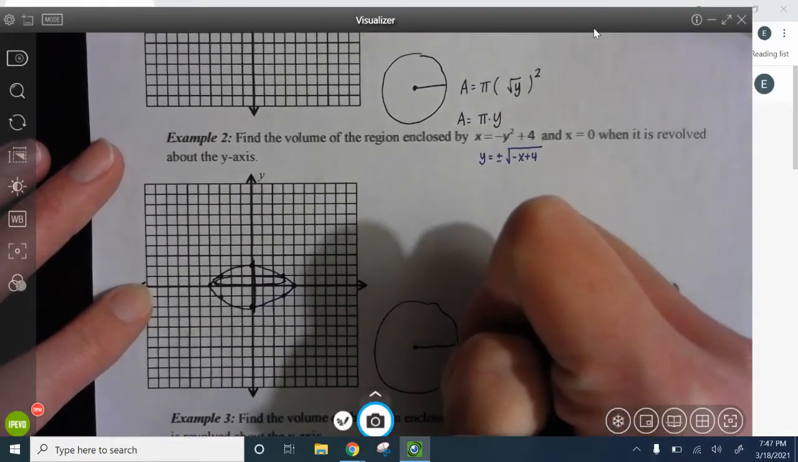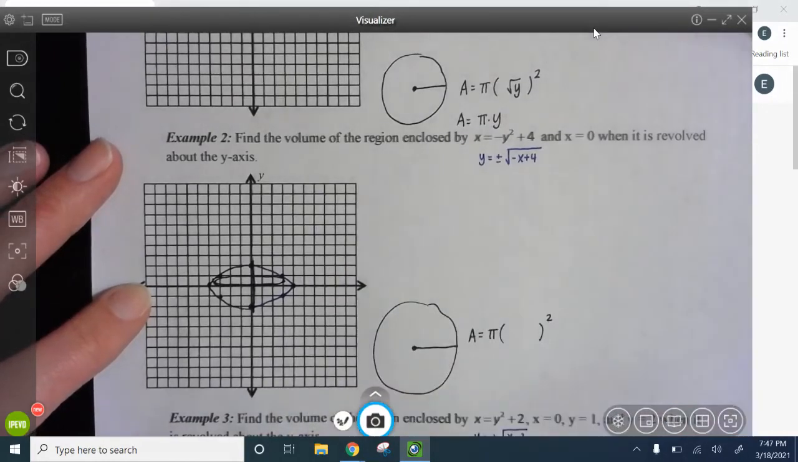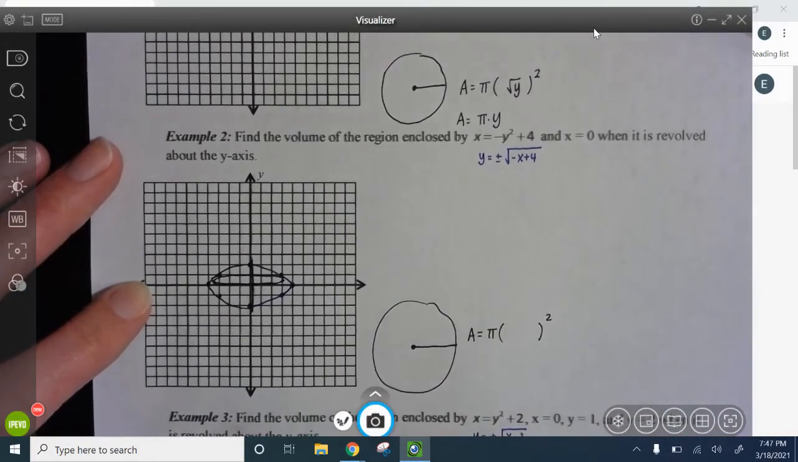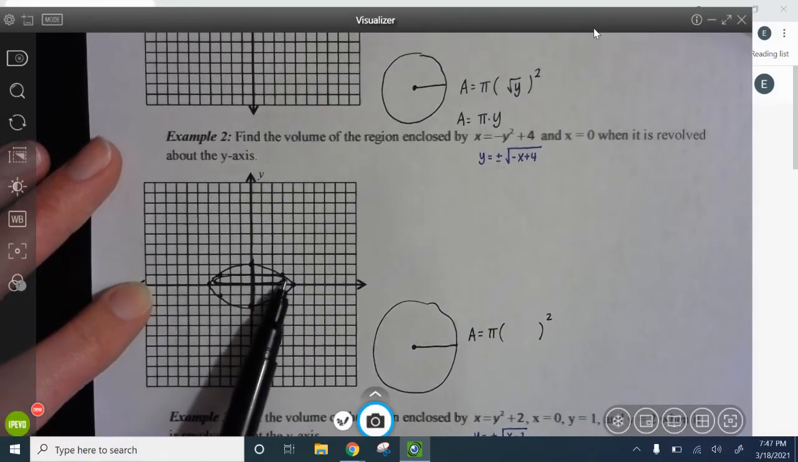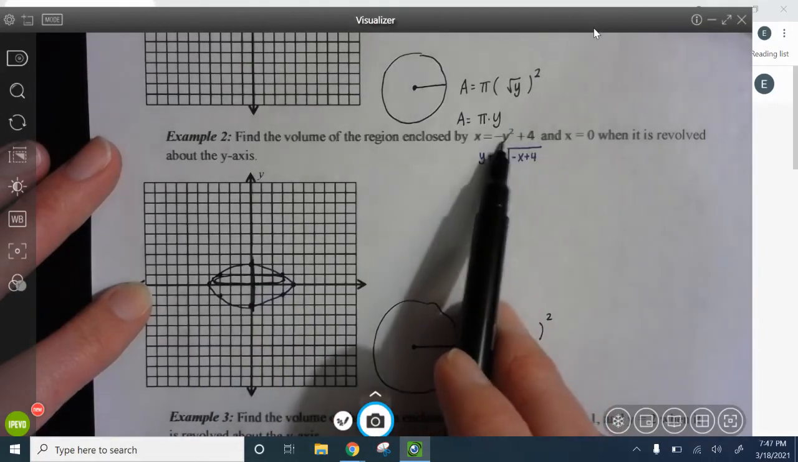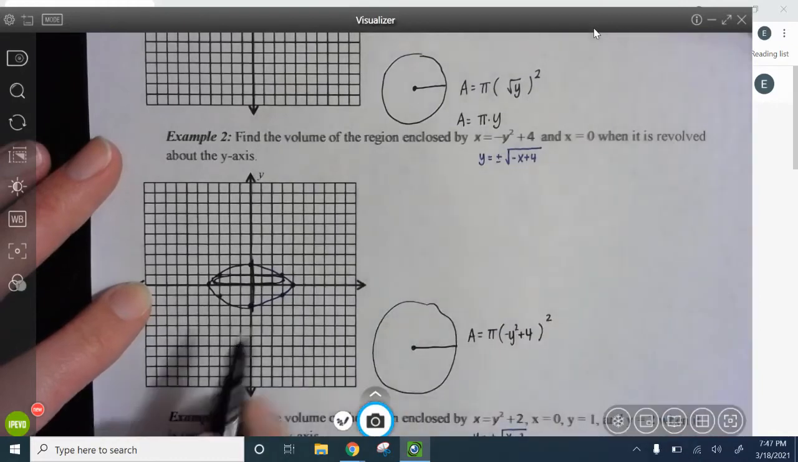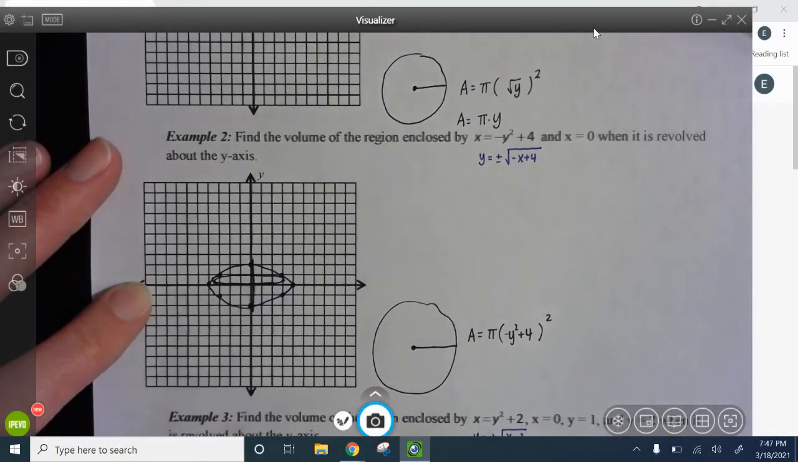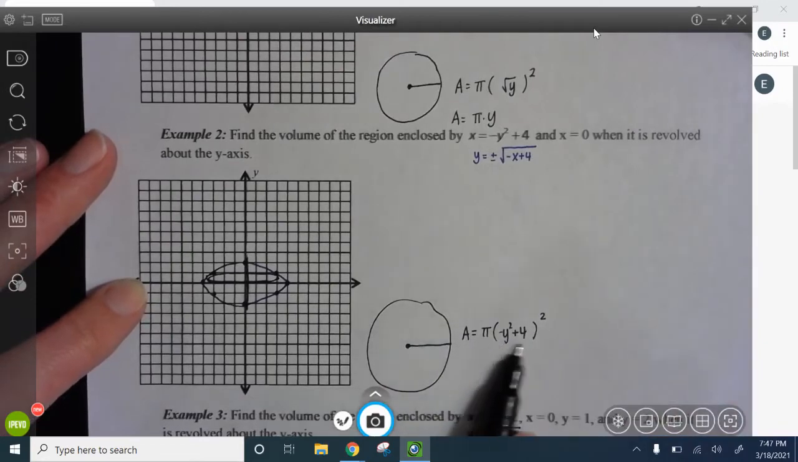So my area is still going to be a pi r squared, because it's still a circular cross section. But now my radius is going to be my right minus kind of that center point. The right function again is just this curve, which in terms of y is negative y squared plus 4. And again, minus the center, which is just going to be the x value of 0. Which again, I could clean this up if I wanted to. This would require some foiling out, so I'm actually not even going to bother doing that.